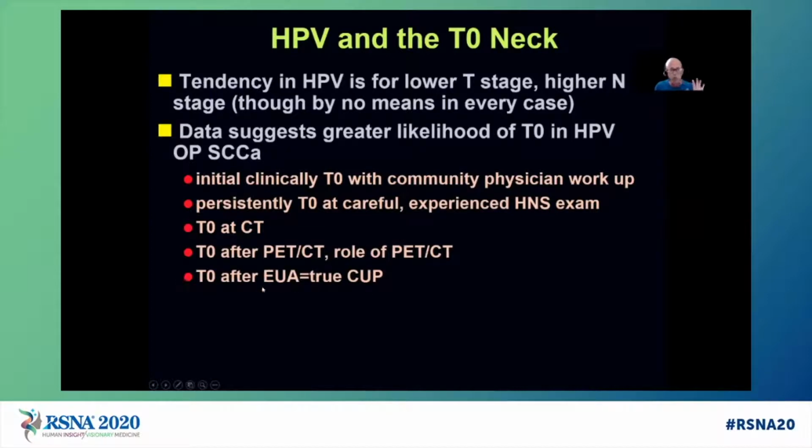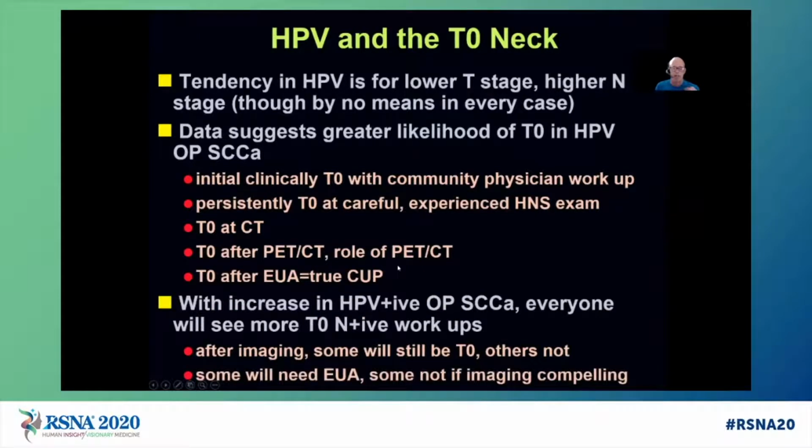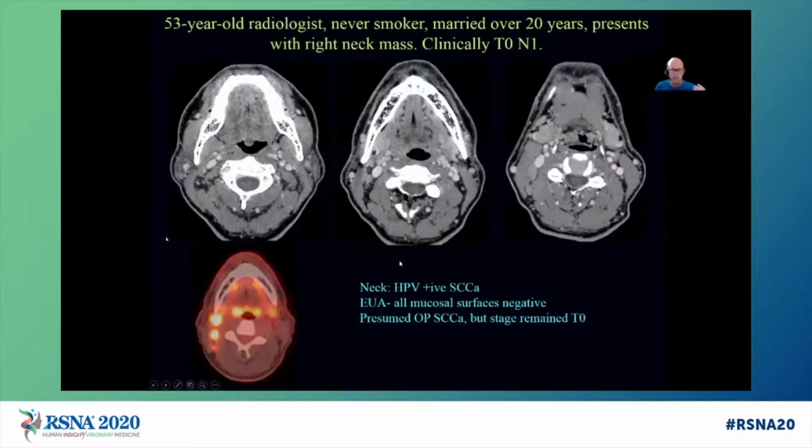If after all the workup, they'll take the patient to the operating room and do an examination under anesthesia. And if there's no cancer found, then it's a carcinoma of unknown primary. But we will all be seeing a lot of these kinds of cases. Now, if the imaging is clear-cut evidence of the primary and they already know the histology from a neck node, then they may not need to do the examination under anesthesia.